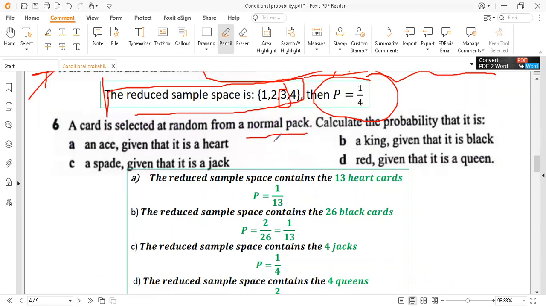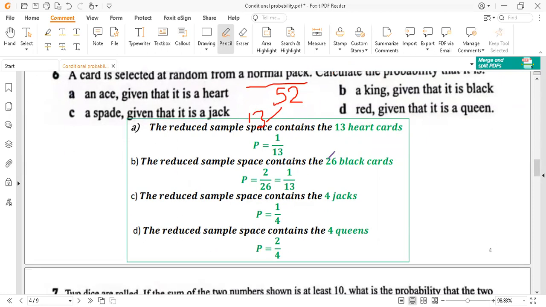We have a normal pack of cards, which contains 52 cards. We have 13 of each type: 26 black and 26 red, with 13 hearts, 13 diamonds, 13 spades, and the 13 of the fourth type.